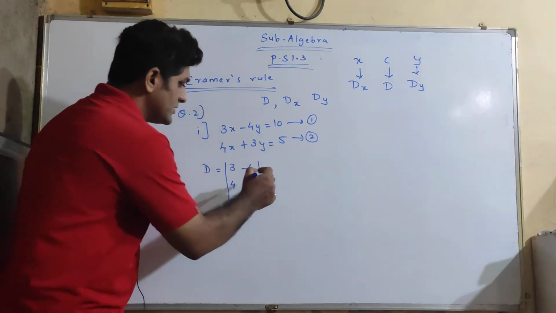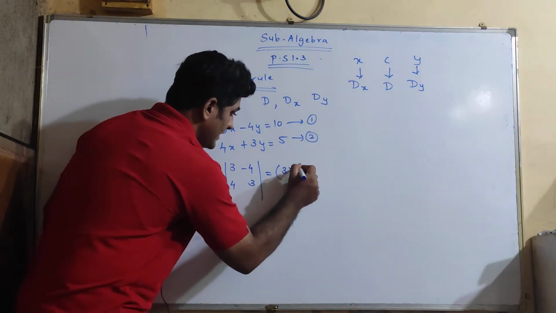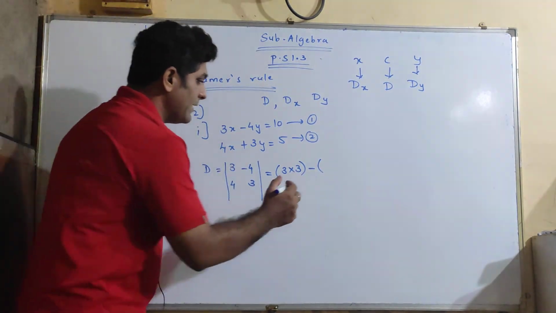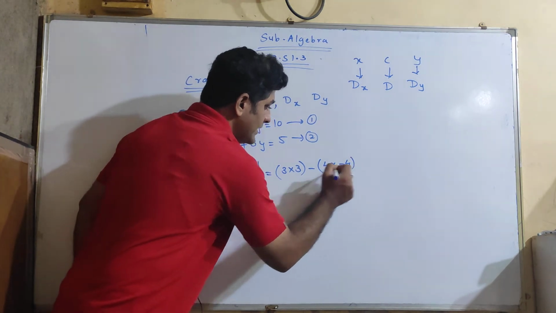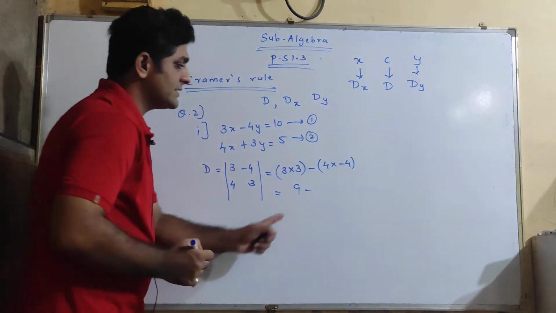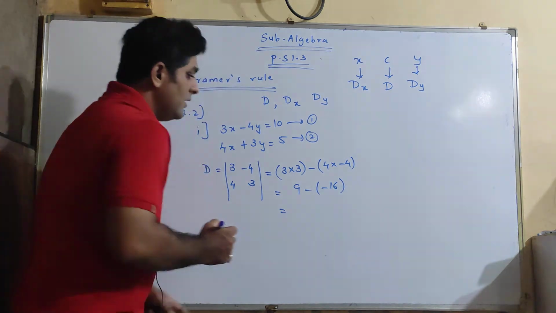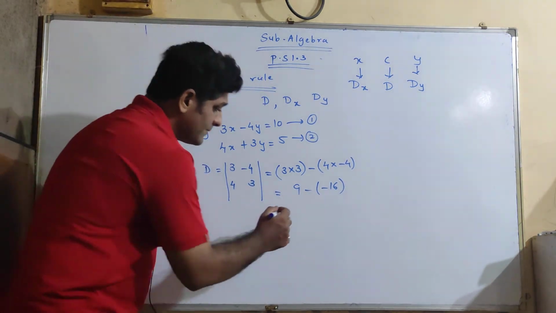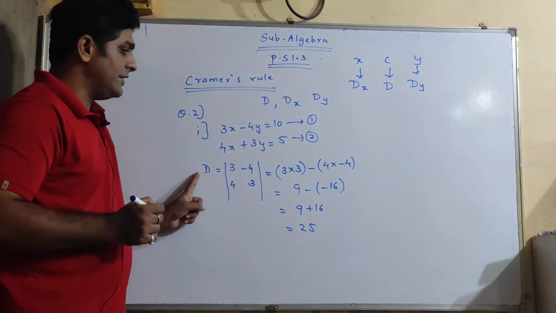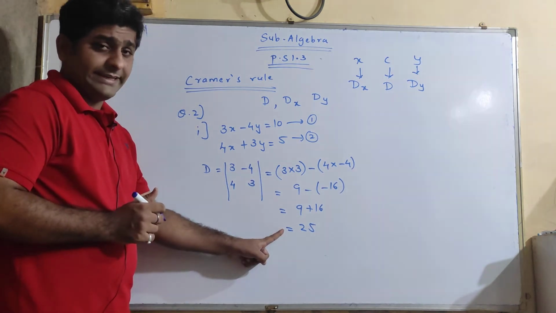So very simple, students. Let's find the value of the determinant. We know how to do it. Cross multiply, 3 multiply by 3, minus, here also multiply, 4 multiply by minus 4. So that is 9 minus 4 4s are 16, but there is a sign of minus. We know now, students, minus minus is plus. So 9 plus 16 is 25. So this is how you will get the first determinant, that is D.